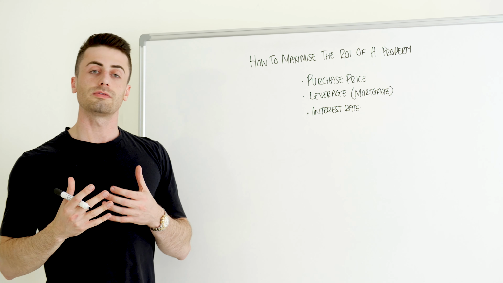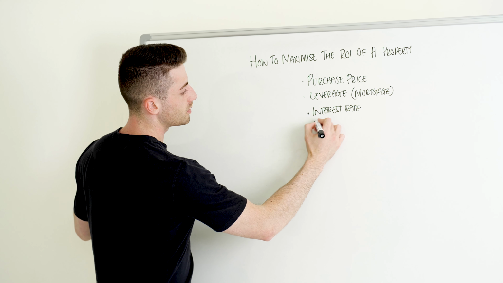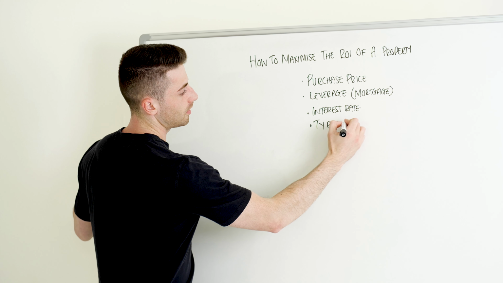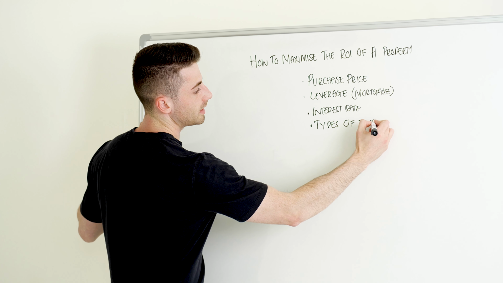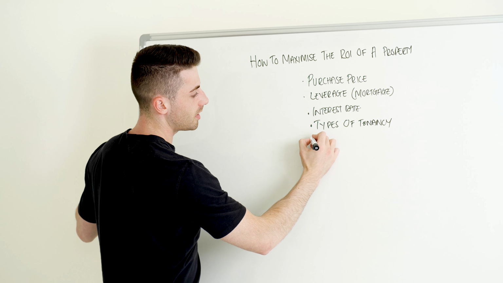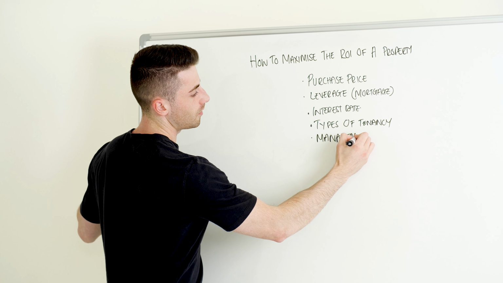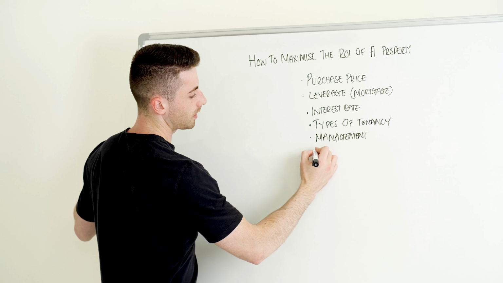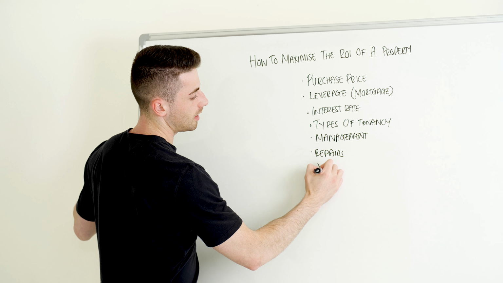And then also we've got the type of tenancy, we've got repairs, we've got management, and then we've also got void periods. And I'll go over what each of these mean in just a second, but I'll give you some examples first. So we've got types of tenancy, management, repairs, and voids.